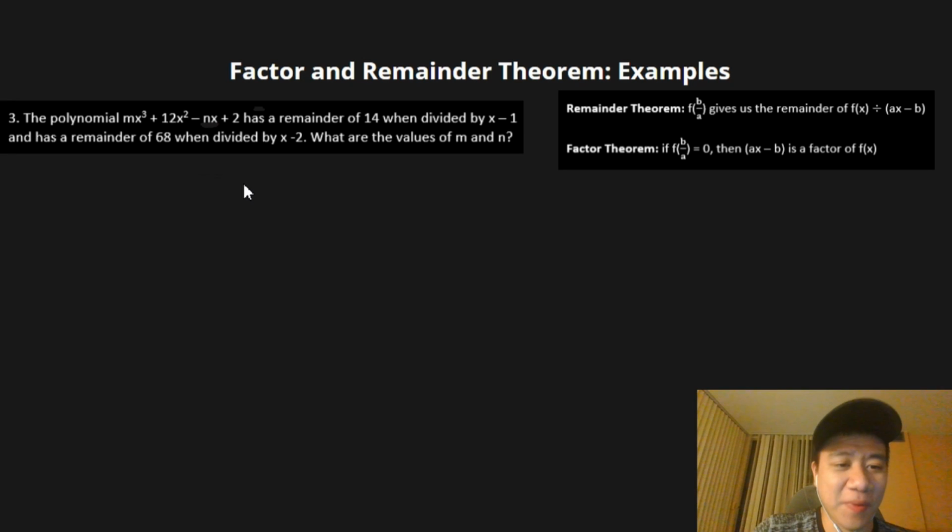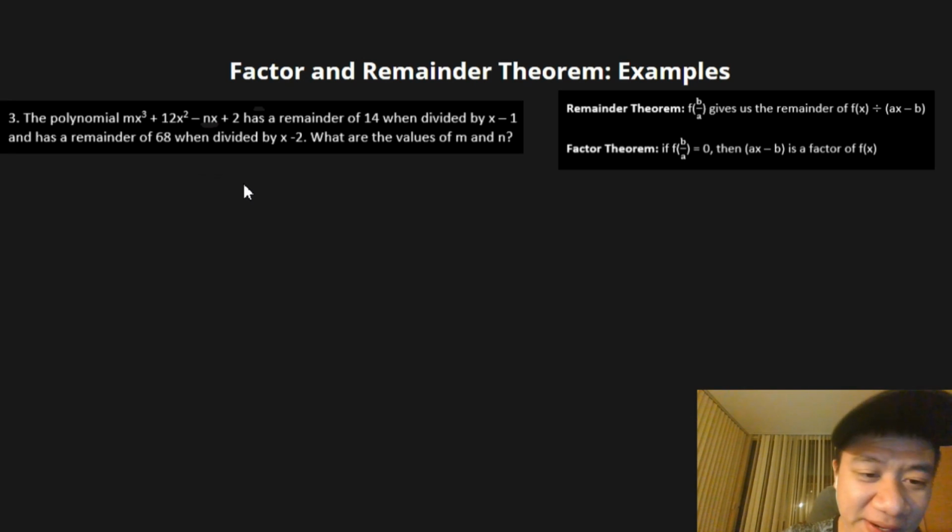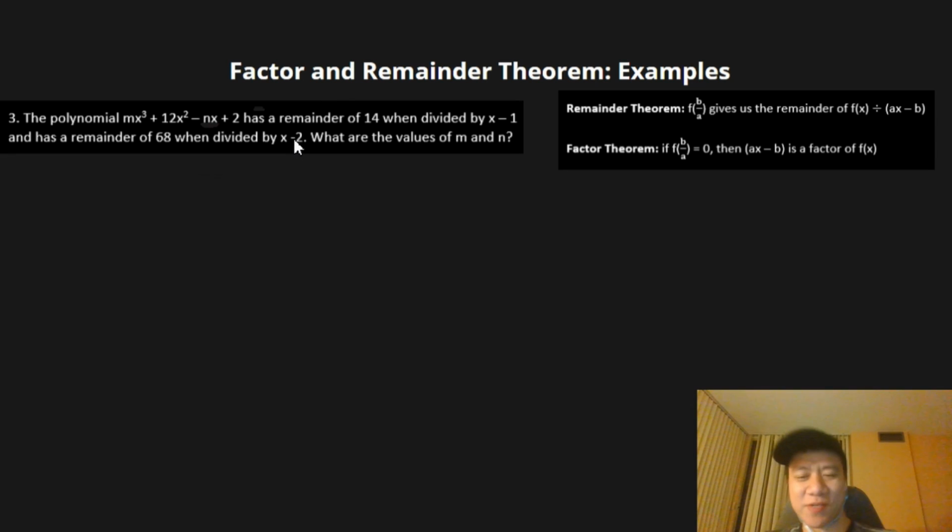This is number 3. The polynomial mx cubed plus 12x squared minus nx plus 2 has a remainder of 14 when divided by x minus 1, and has a remainder of 68 when divided by x minus 2. What are the values of m and n? So this looks very similar to the question we had before, where our polynomial had something we didn't know. Last example was k, and we used the remainder theorem to create an equation with k and then solve for it. This is a little bit similar, even though we have two pieces of information to find, m and n.